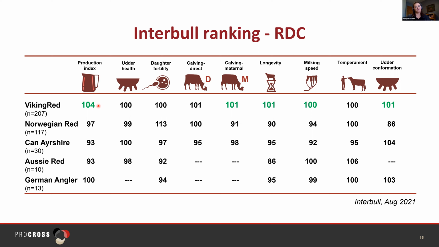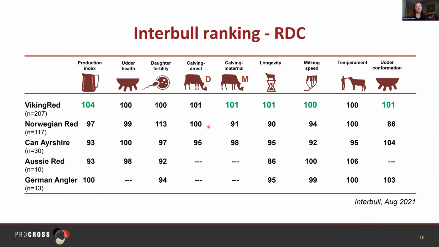The difference here between Viking Red and Norwegian Red, this 7 points, index points of spread, it equates to about 252 kilograms of milk, 19 kilograms of fat, and 14 kilograms of protein per lactation that you will see from using Viking Red over Norwegian Red. The breeds are very similar on udder health. On daughter fertility here, Norwegian Red actually has the edge, but they've selected for that intensively for many, many decades already. So it's no surprise there that they're a good fertility breed.